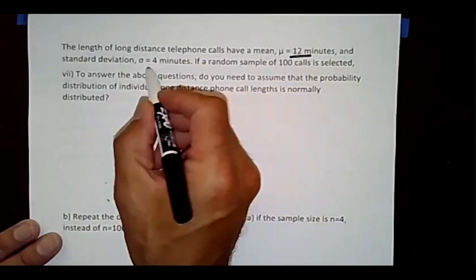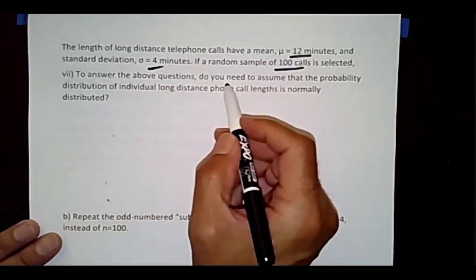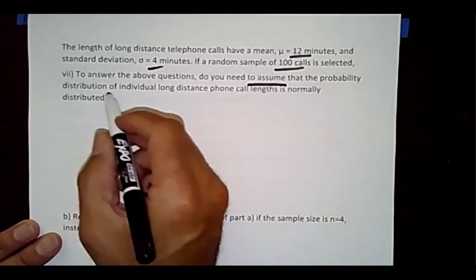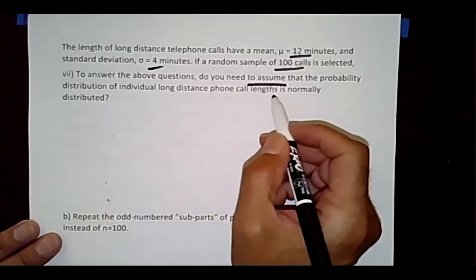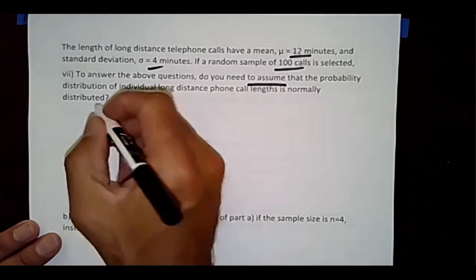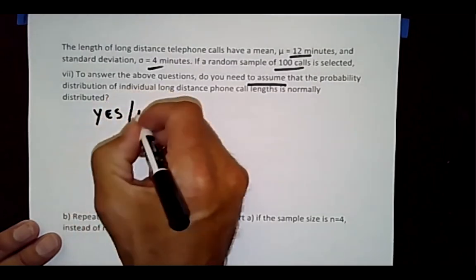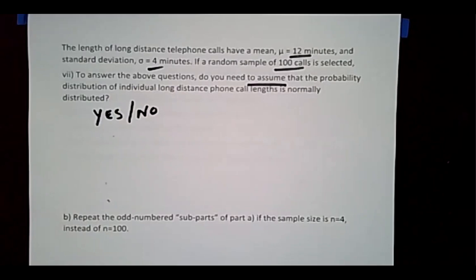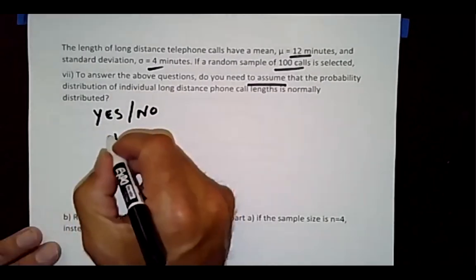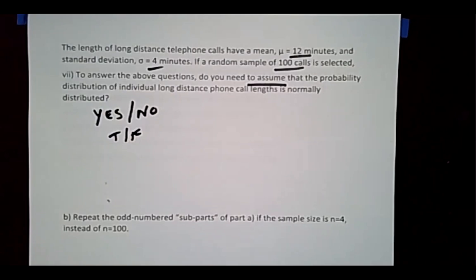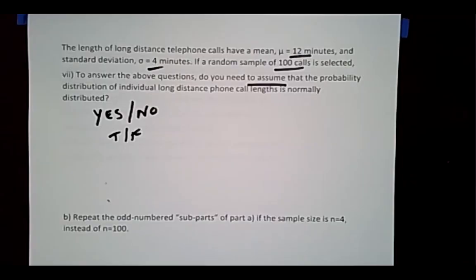Same thing, 12, 4, 0, okay? To answer the above questions, do you need to assume that the probability distribution of individual long distance phone calls is normally distributed? That is a yes or no answer, also known as a true-false answer. Someone unmute yourself and tell me, do you need to assume it's normally distributed or not? Yes. Okay, Ryan says yes. Does anybody else say no?